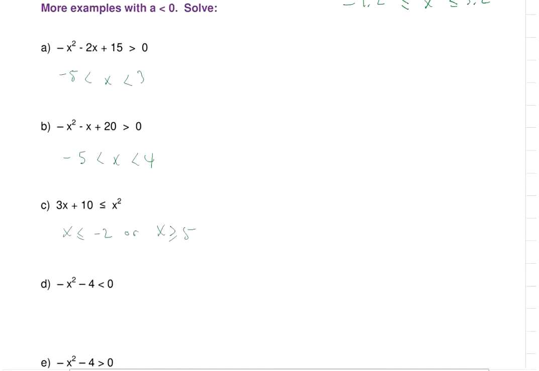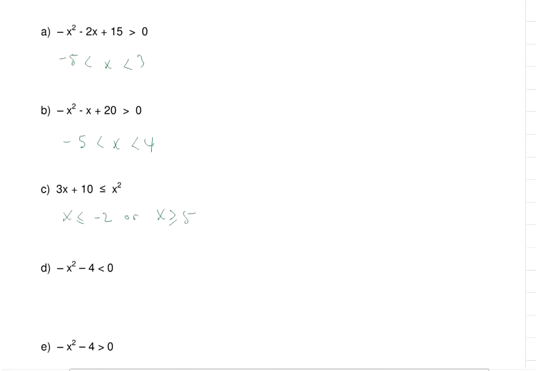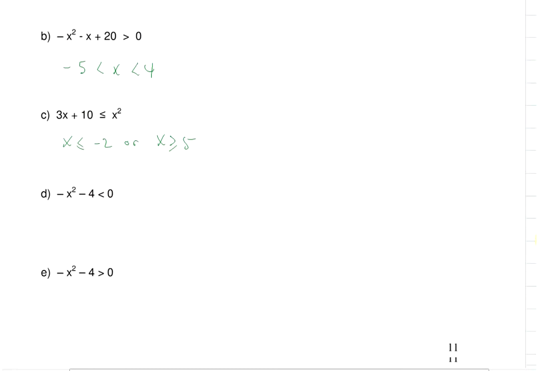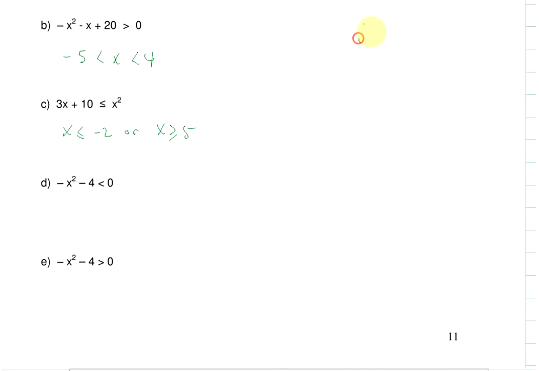I'm not going to do the first 3. You can do them on your own. Here are your solutions, so you can practice them and see if you get those answers. And I want to take a look at D and E and a third one, which I will call F, which is x squared plus 4 is less than or equal to 4x.